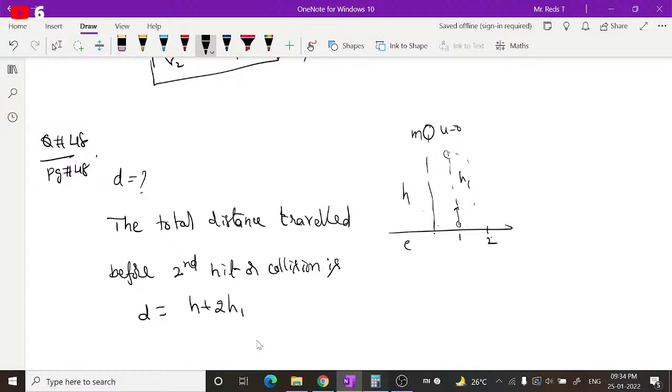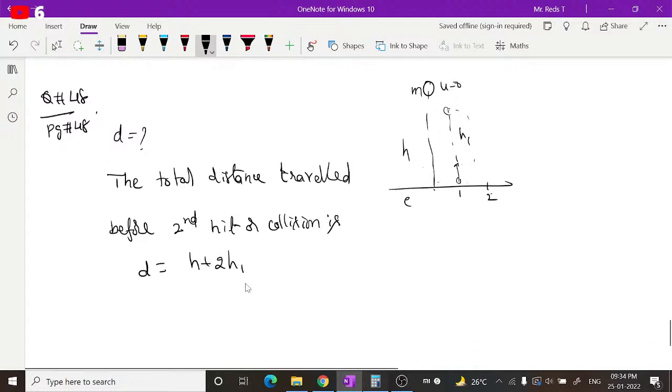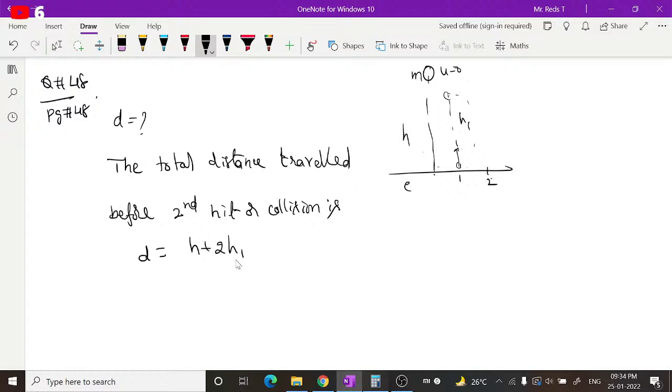But in the options they have mentioned in terms of h and e also. So for that purpose let us try to express this h1 in terms of h. For this purpose we have to remember the general relation: the height of the body after the nth hit or nth collision is given by hn is equal to e power 2n into h. If you remember this, it will be a little simple. Otherwise, you have to just use the conventional procedure and find it out.